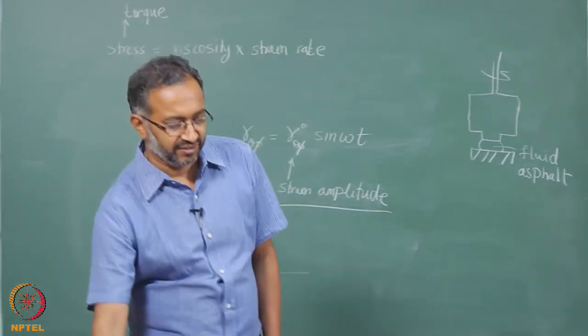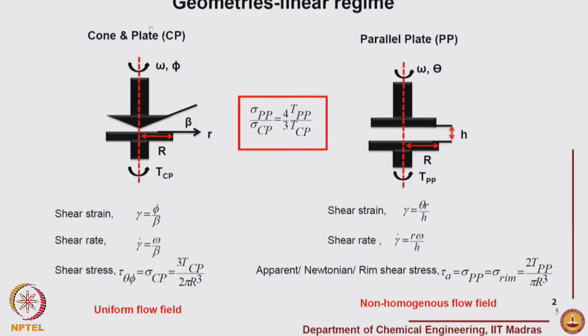But in general, sometimes it is useful to ask which geometry is appropriate for which material. Here are two geometries which we have discussed in class quite a lot, cone and plate and parallel plate. If you look at the bottom of the slide, it's written uniform flow field and non-homogeneous flow field. What I would like you to think of is why is this? What is meant by uniform flow field and what is meant by non-homogeneous flow field? I think maybe in one of the lectures we have discussed this, but in which way does the flow in cone and plate end up being uniform, in which respect is it uniform, and why is it non-homogeneous or non-uniform in the case of parallel plate?